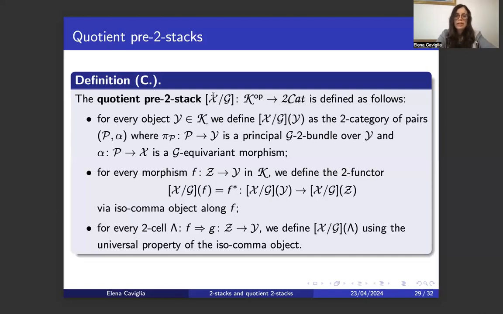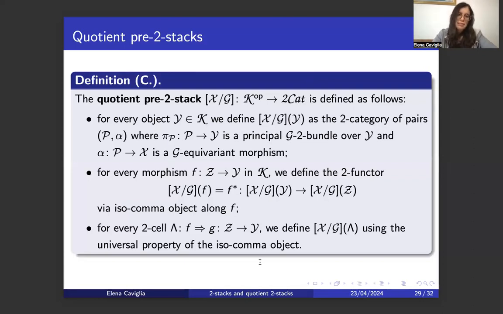And so now I have this object, which is quite naturally a higher version of the quotient stack. But there was no notion of 2-stack suitable for this object. And this is why I introduced the notion of 2-stack that we saw before.